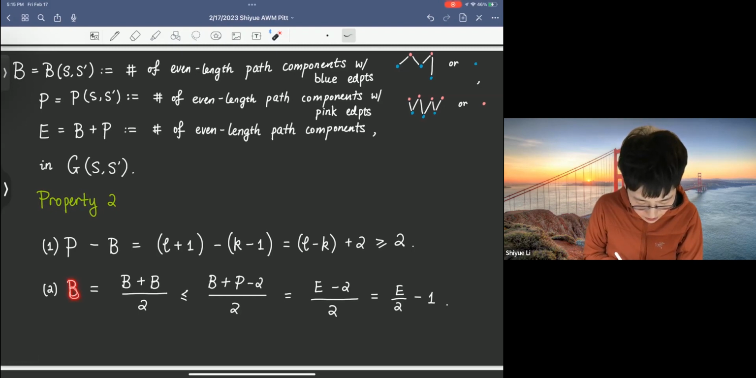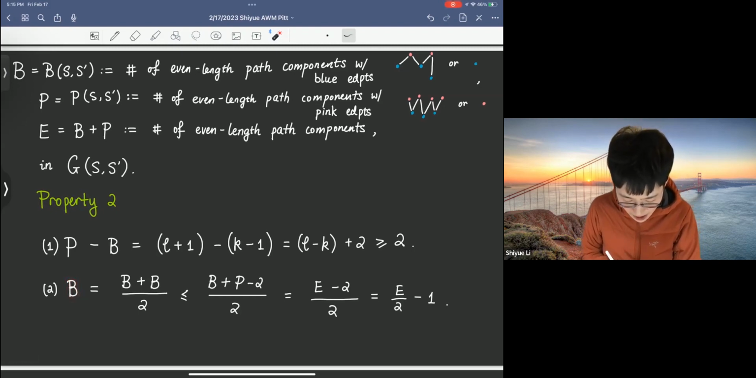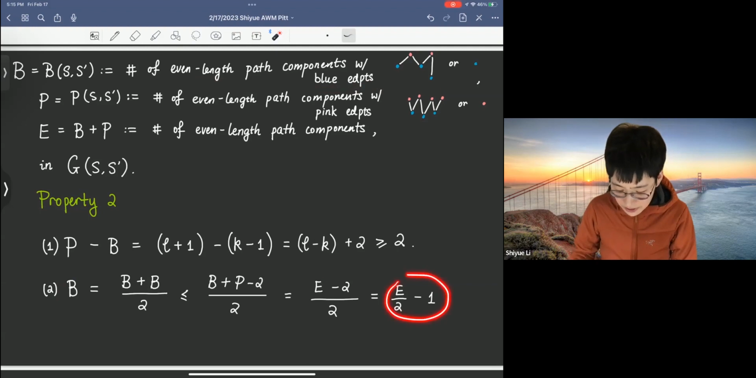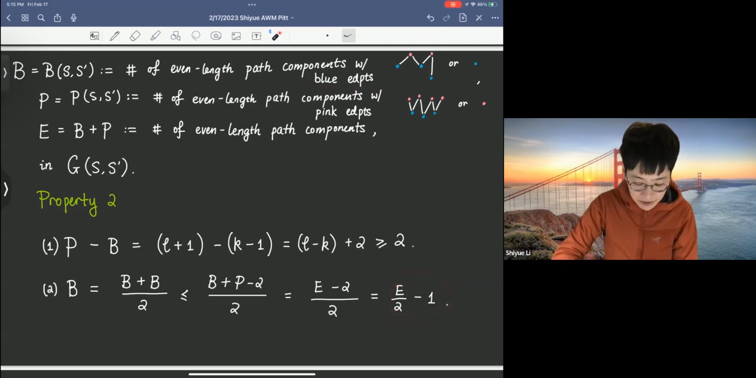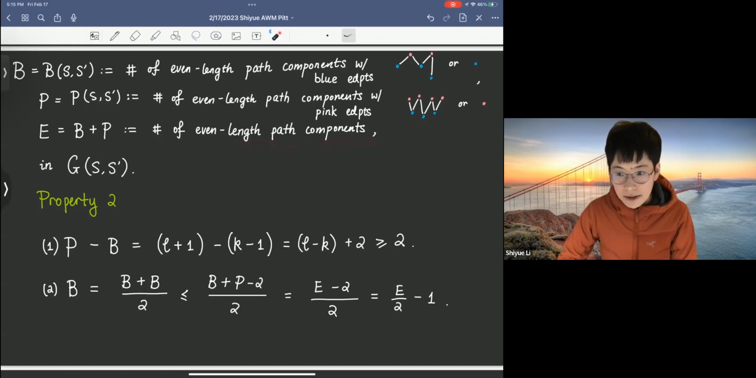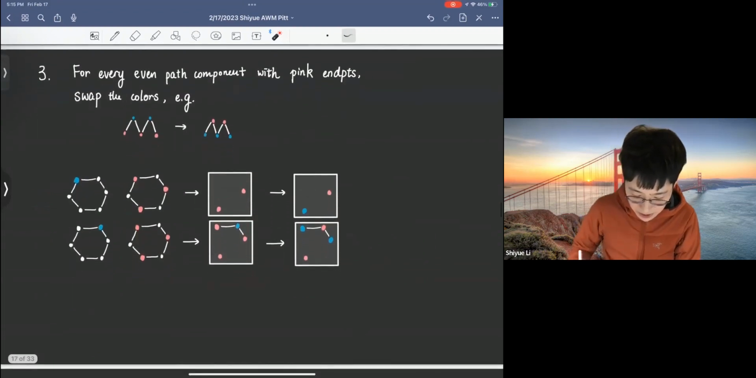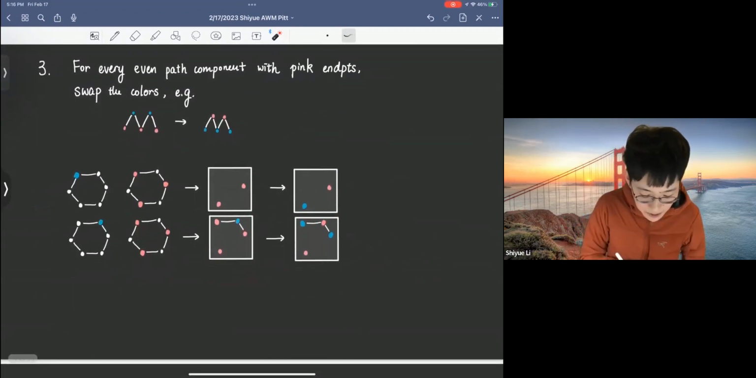So B is equal to, of course, (B plus B) divided by 2. And that is less or equal to, now you replace this B with P minus 2 using property 1 here. And you also use the property that B plus P is equal to E. So in the end, you get that this count, which is the number of even length path components with blue endpoints, has to be less or equal to the total number of such paths that we are considering divided by 2.